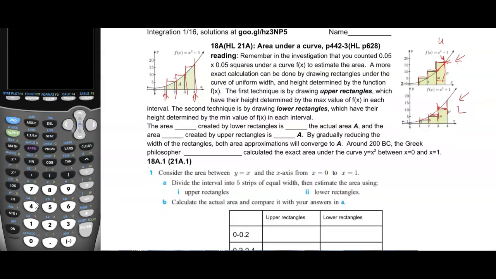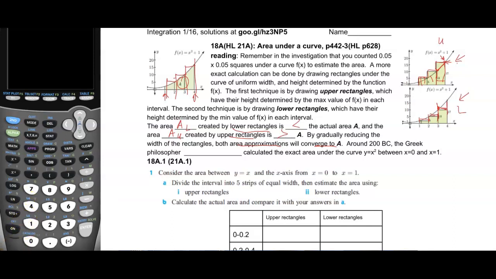So the area A subscript L created by the lower rectangle strategy is always going to be less than the actual area A. Here's the actual area, this green region with the curved top. And the area A subscript U created by the upper rectangle strategy is always greater than the actual area A. By gradually reducing the width of the rectangles, if we made thinner and thinner rectangles, our estimate would get better and better, and both area approximations will converge to the value of A. Around 200 BC, the Greek philosopher Archimedes calculated the exact area under the curve y equals x squared between x equals 0 and 1.